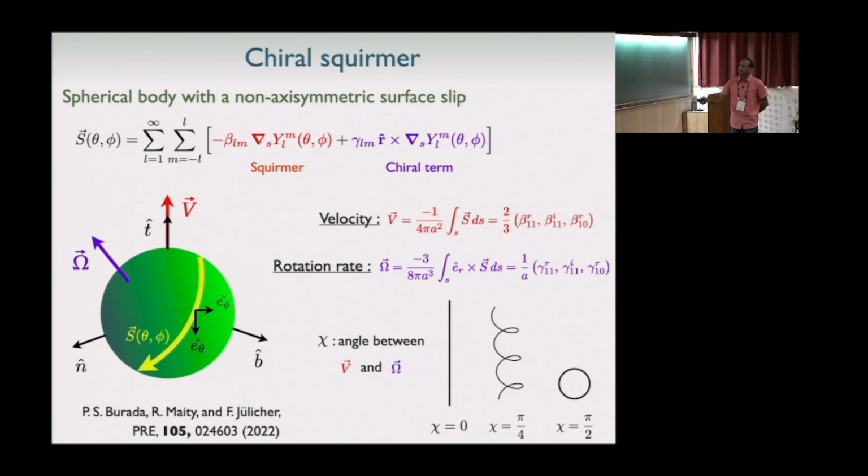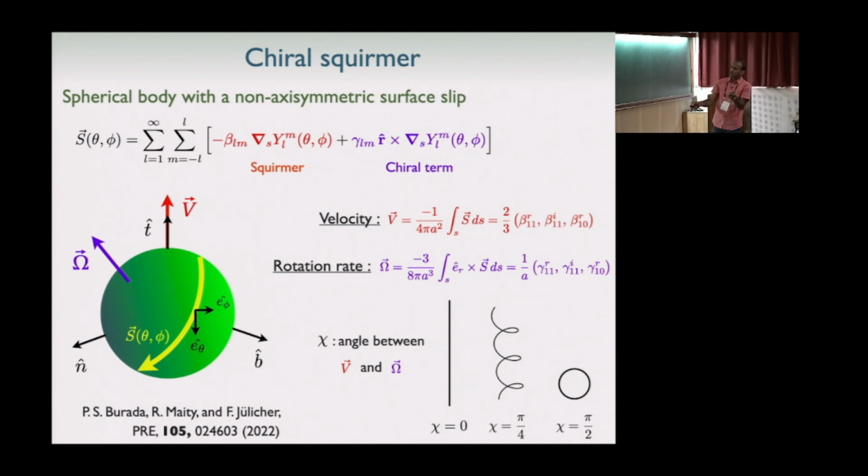As you see, the velocity is a function of these betas, and the rotation rate is a function of gammas. So these two are independent. There is no correlation. The translation part and the rotation part are independent in one sense. Now, depending on the angle between the translational velocity and rotation rate, this body can exhibit different paths. For example, if the angle is 0, that means V and omega are aligned parallel to each other, then the path of the chiral squirmer is a straight line, as one would expect.